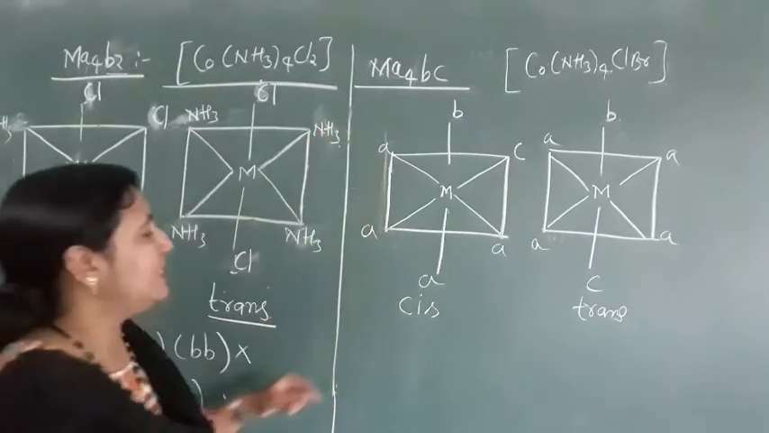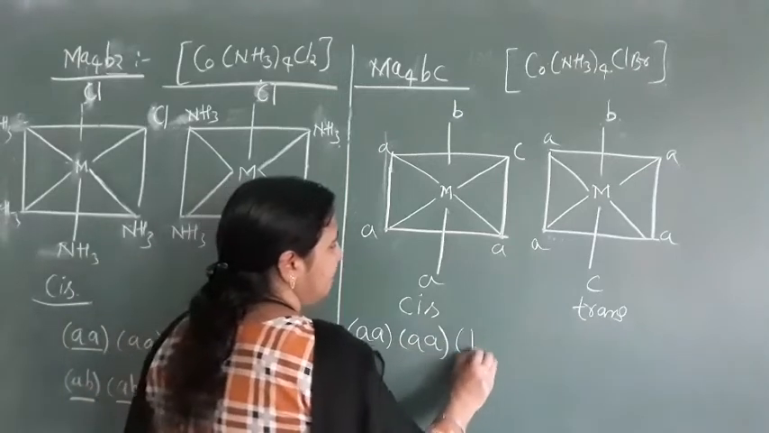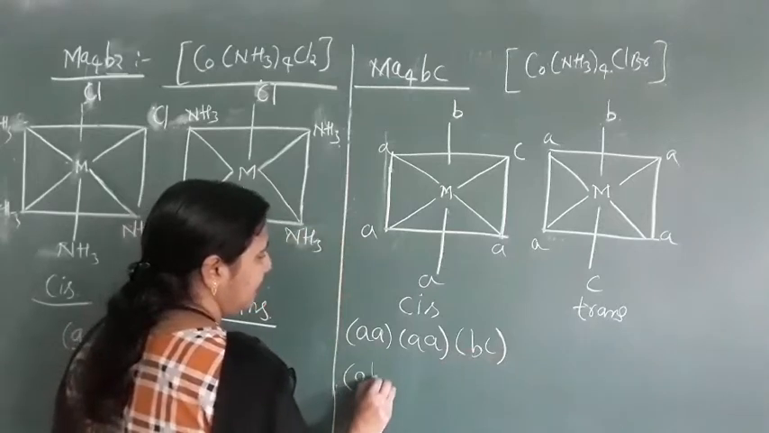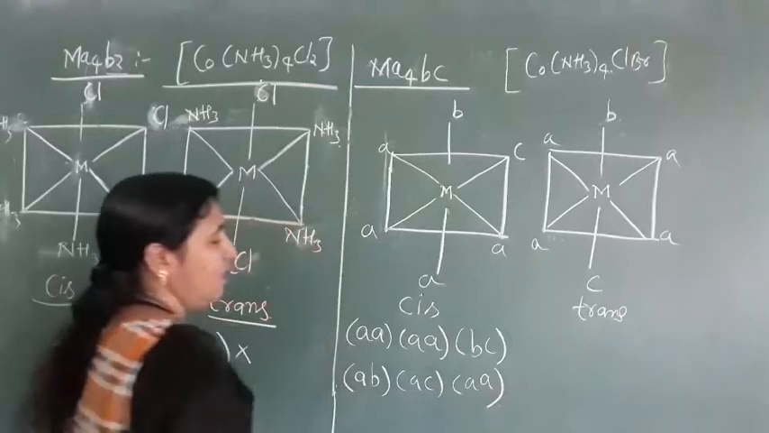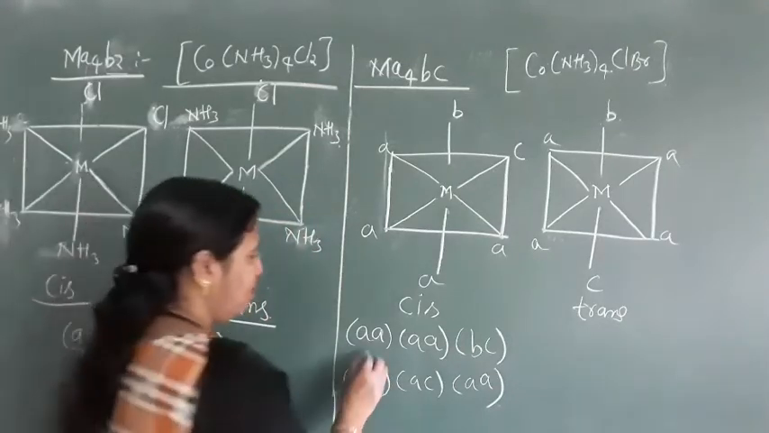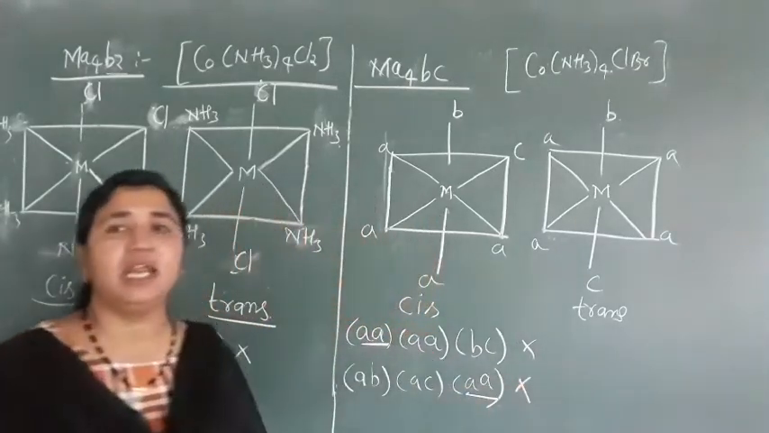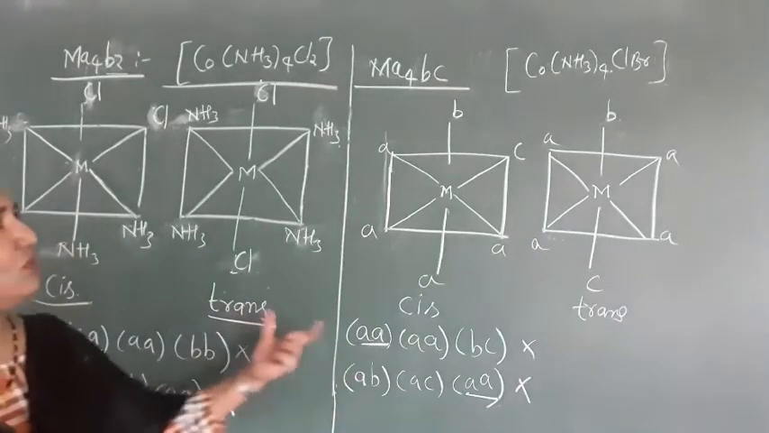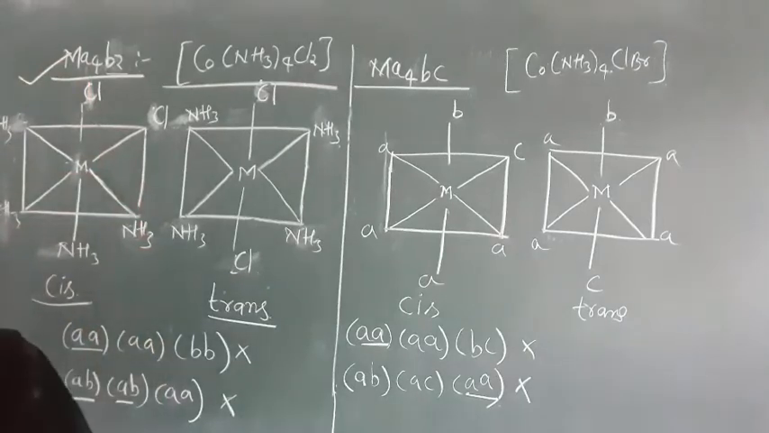If you make the combination, it will be AA and BC. This is one combination we can make. Another possibility is AB, AC and AA. In both cases there is no optical activity. Why? Because here we have AA, and here we have AA. So both will not show optical activity, no optical isomerism in this case. Are you getting it? These two are important. This one, MA4B2, is important in the theory exam.